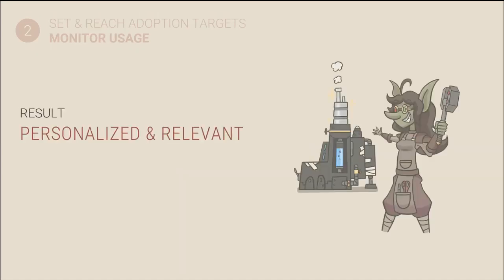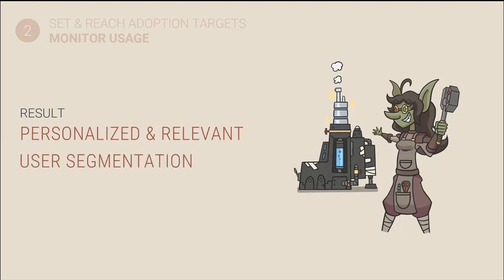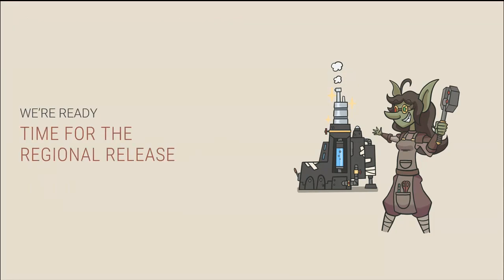So the result of this exercise is that they've created a personalized and relevant report on the usage metrics that will help them to be able to address their adoption questions and targets in a more specific way. They've segmented the users in order to really focus on the people who they want to use the report, and they've defined a metric and a target for their adoption. They are ready. We are ready.